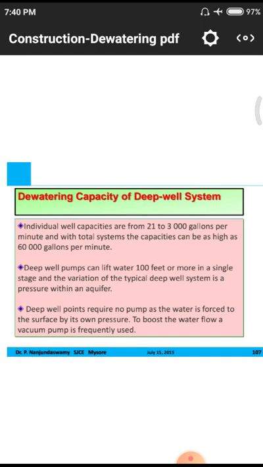Normally deep well pumps can lift water 100 feet or more in a single stage. Deep well pumps, that means the length of the pump is very high. In those cases also the water can be lifted 100 feet. That means minimally 100 feet they will lift the water from a particular depth. After that they need to go for high head pumps. Single stage is not workable, they will go for double stage or multi stage pumps for lifting water more than 100 feet. The variation of typical deep well system is a pressure within the aquifer.